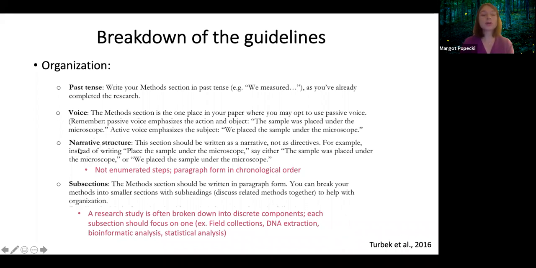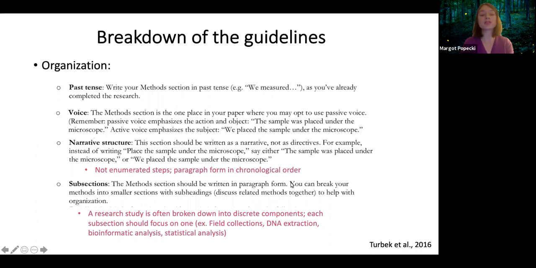In the methods section, you also want to use a narrative structure. What this means is that unlike a protocol you might follow in your lab where each step is enumerated, you're actually going to write about each step you did as a paragraph. One thing you can think about is that you're journaling your experience of doing the study. So again, avoid directives and enumerated steps. Describe what you did. In this example, instead of writing "place the sample under the microscope" as a directive, say "the sample was placed under the microscope" or "we placed a sample under the microscope." Either one is acceptable. It's okay to say we.